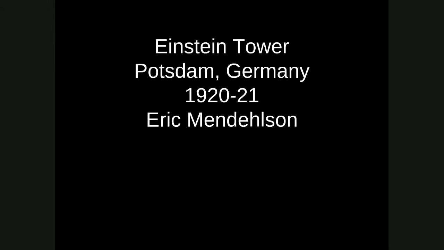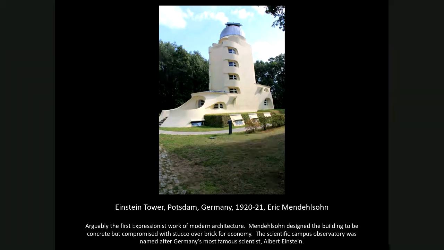So the first example of expressionist architecture is really probably the first expression of it, or first use of expressionist architecture, and that's the Einstein Tower in Potsdam. Eric Mendelsohn, we talked about briefly. He was an early adapter of Bauhaus modernism, but here he breaks out of that mold and creates an observatory that is very sculptural. It's this beautiful little piece of sculpture.